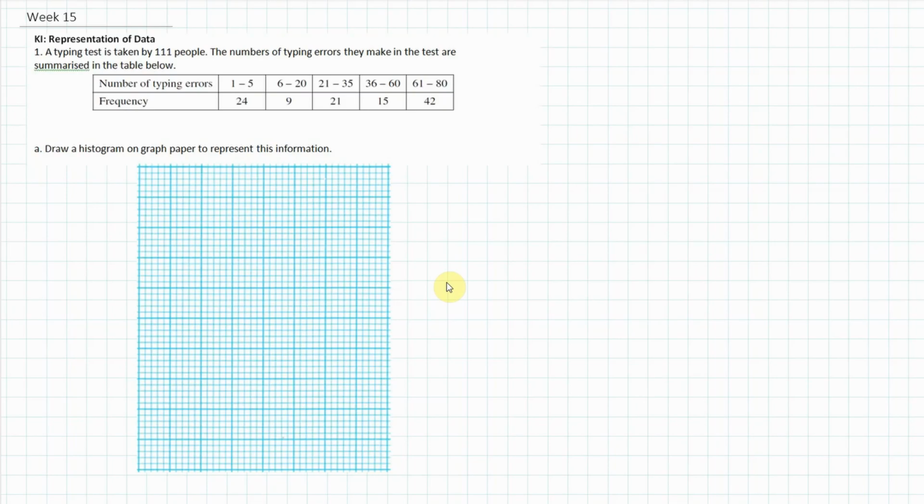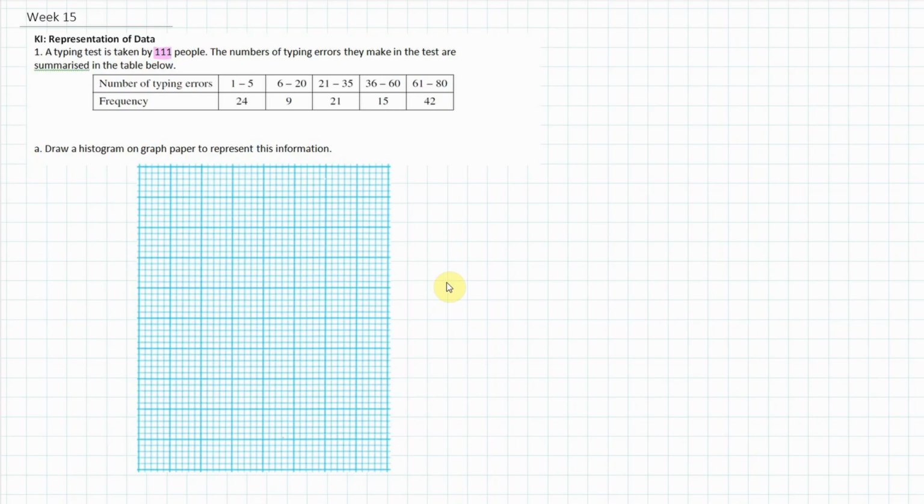We are looking at a whole bunch of different exam questions on the KIs that we've been studying at school. So this should be mainly revision and practice for you. The first question today is a representation of data question. I've got a typing test that's taken by 111 people, that's our total. And the number of typing errors they make in the test are summarised in the table below. We've got some frequencies there, and we've got to draw a histogram.